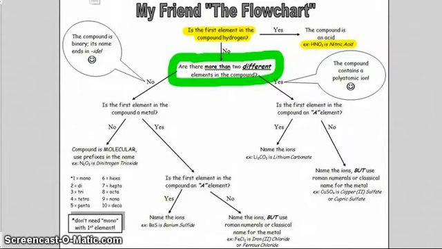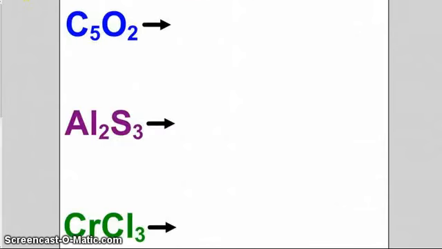Some other things to notice before we check it out in action. We should know the difference between a metal and a nonmetal. Remember, on our periodic table there's that staircase. The majority of our elements are metals. The nonmetals are predominantly found in the upper right-hand corner of the periodic table. And we also want to make sure we know what an A element is.